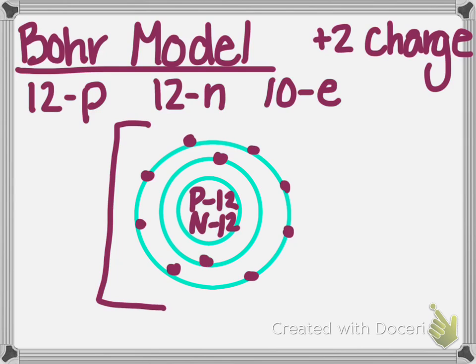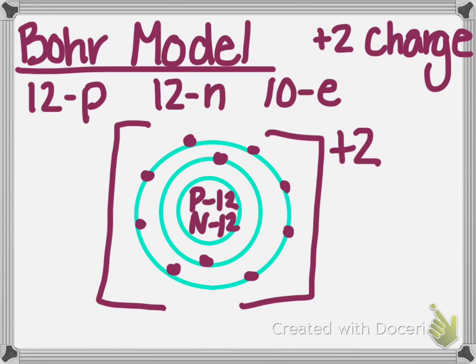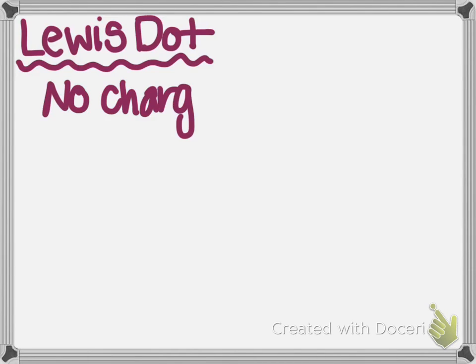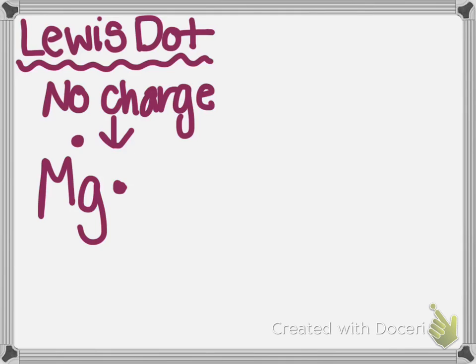However, I have a charge. I have to show on my Bohr model that I have a charge because my charge is given. So I'm going to put brackets and a plus 2 charge. Next, we're looking at the Lewis dot structure for this. If there is no charge, if I was simply taking it off the periodic table, it'd be magnesium with 2 valence electrons because I'm in group 2.